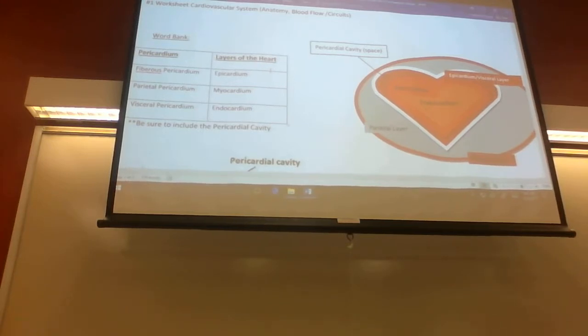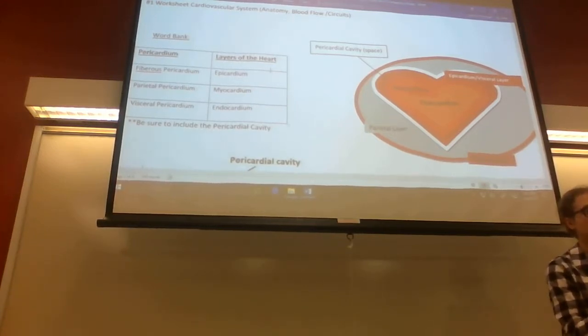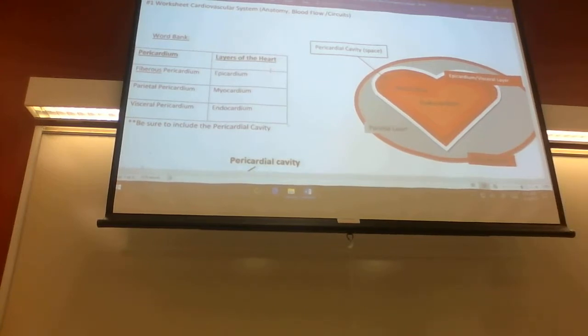It's kind of like when you learned about the layers of the intestines, or the intestine and the stomach. You had your mucosa, your submucosa, your muscularis, your serosa. It's kind of the same thing. You have your endocardium, your myocardium, and your epicardium, also known as your visceral layer.